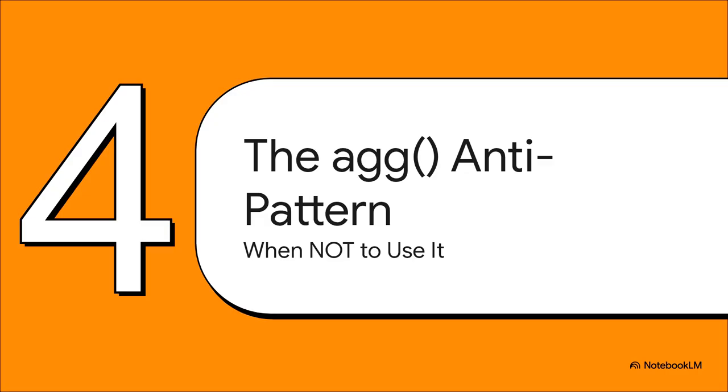All right. So far, agg looks like a superhero, right? It slices, it dices, it summarizes, but, and this is a huge but, every superhero has a weakness. Knowing when not to use a tool is maybe even more important than knowing when to use it. And this is where we have to talk about the agg anti-pattern.